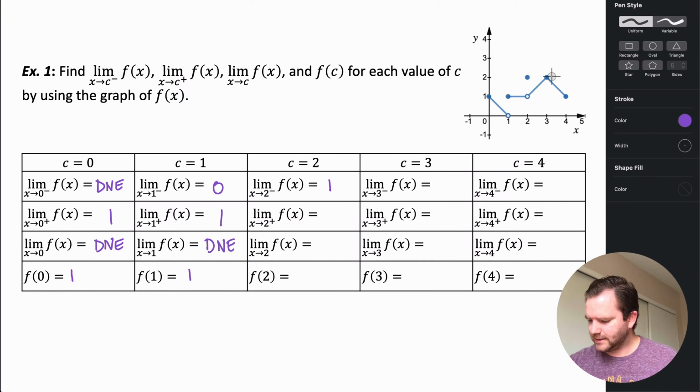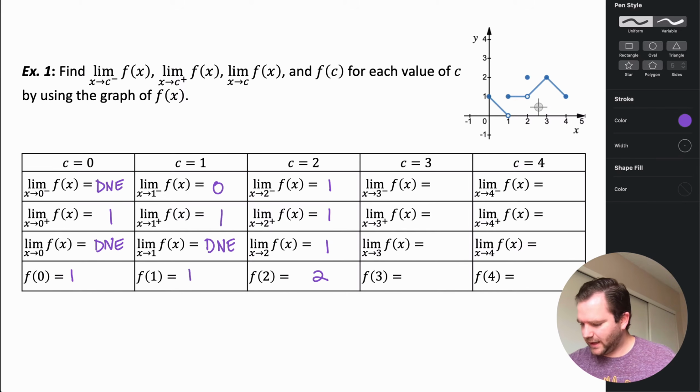What about from the right side? It's coming from above, and it's getting closer and closer to 1 as I approach 2 from the right. So these two match, so that means the limit does exist, and the limit is 1. But the value of my function at 2 is not 1, it's 2. So the limit exists at 2, but the value of the function is not equal to the limit. You can see that here. What about at 3?